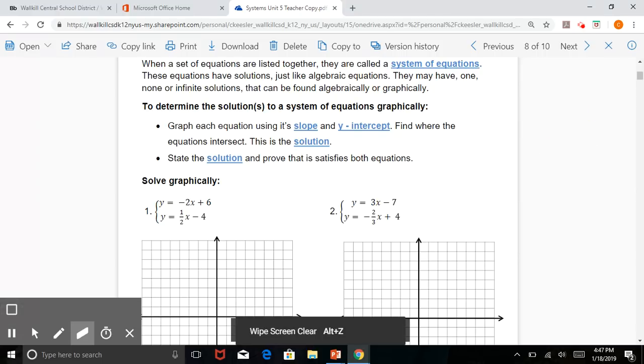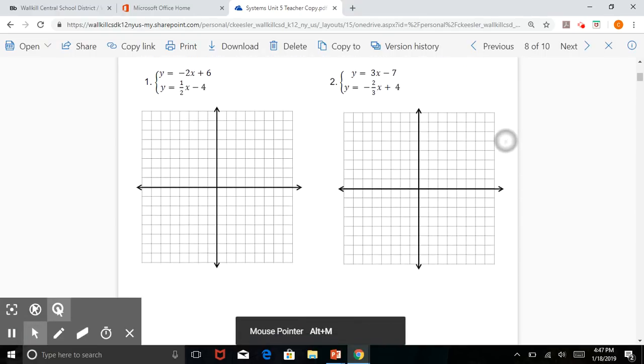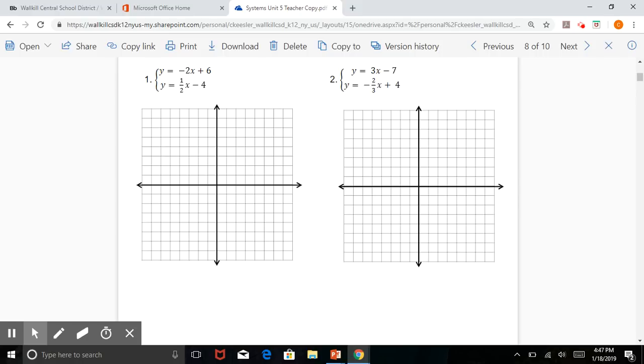So let's take a look at question number 1. For number 1, we have two equations given. We're going to graph them on the coordinate plane, making sure that we label each equation to prove that we know which one is which, and then substitute the point that we find back into each equation to prove that it is a solution to each of the equations.